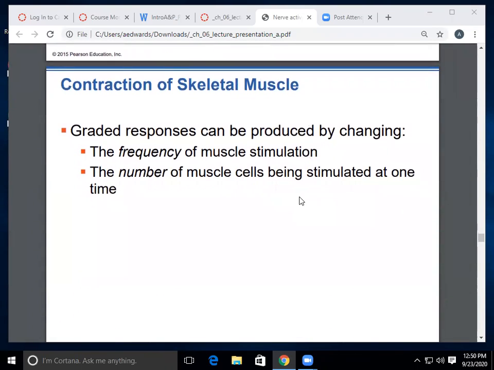So how does this happen? If you change the frequency that the muscle is stimulated, or the number of muscle cells that get stimulated at any given time, you can change essentially the amount of contraction you get, right? So if you stimulate one muscle cell, you'll get a certain amount of contraction, but if you stimulate 10, you're going to get more contraction. If you stimulate it once every second, you get some contraction, but if you're stimulating 10 times a second, you get more contraction, okay?